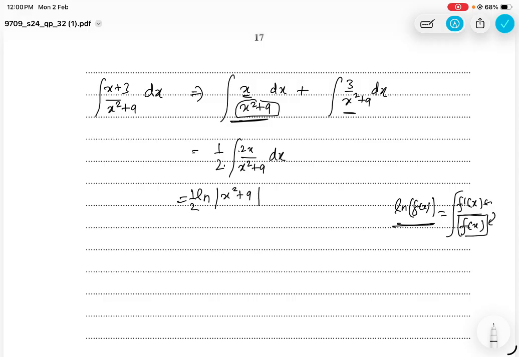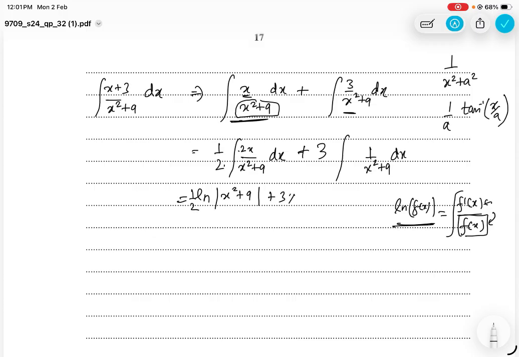Let's look at this one now. This is also simple. Yes or no? What I will do over here is take the 3 out: 3 times the integral of 1 upon x square plus 9 dx. I know that the integration of 1 upon x square plus a square is 1 upon a tan inverse x upon a. You can check it from the formula sheet.